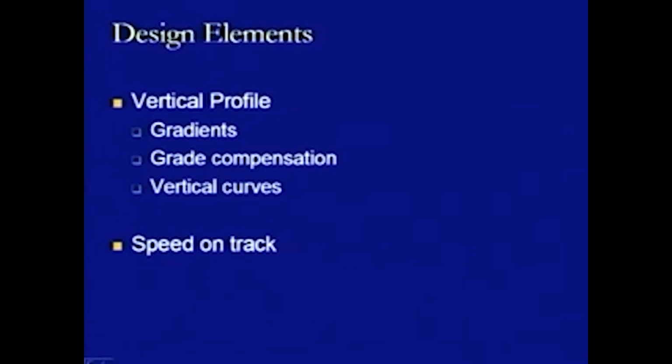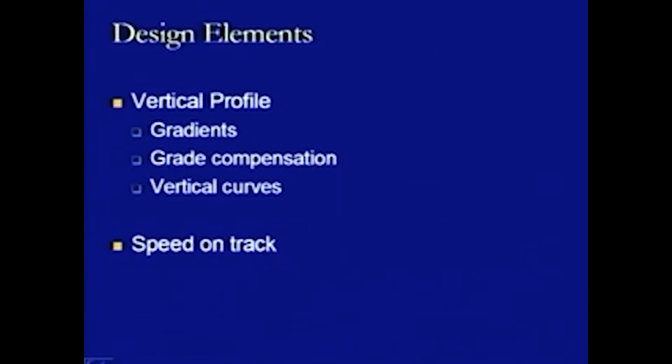And further, wherever two gradients are meeting each other, at that point we cannot provide a sudden changeover from one grade to another grade. So, due to this, at this particular point a curve is to be provided, and because this curve is provided in the vertical profile, the name of this curve is given as vertical curve. So, these are some of the design elements which need to be taken into consideration in detail.